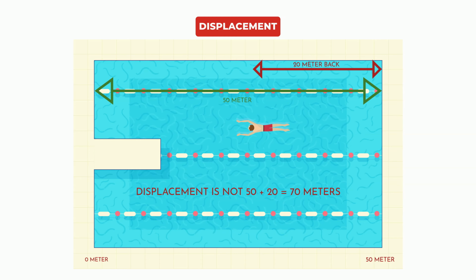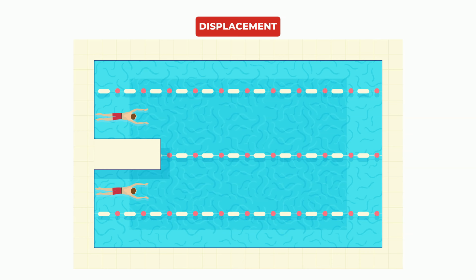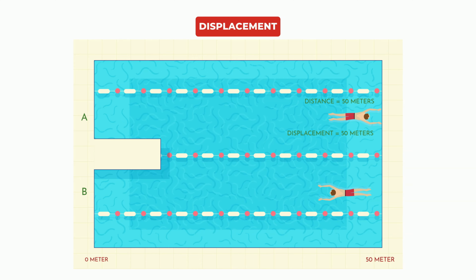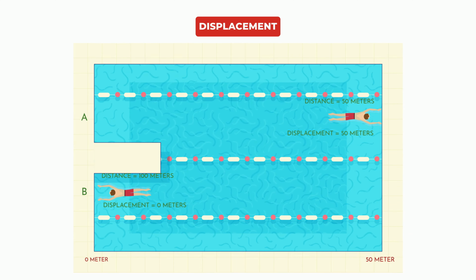Let's bring these ideas into real life. Think of two swimmers who start at the 0-meter mark of a 50-meter swimming pool. The 0-meter mark is the initial position of both the swimmers. Let's name them swimmer A and B. If swimmer A swims the entire length, his distance is 50 meters, and his displacement is 50 meters. Now if swimmer B swims 50 meters straight and swims back to the starting point, his distance is 100 meters, and his displacement is 0 meters. A simple example, but one that's critical for mastering physics exams.